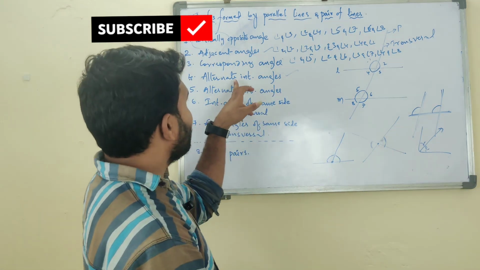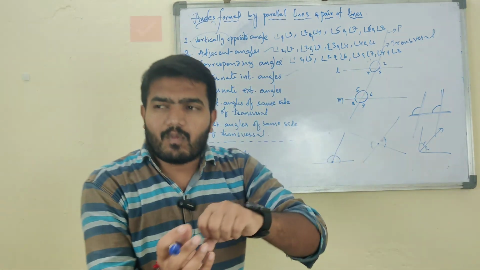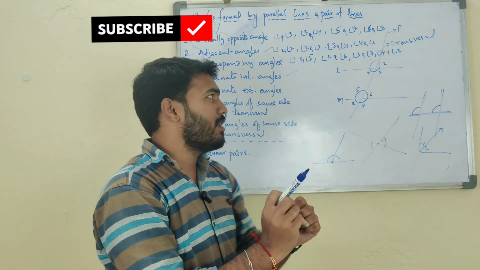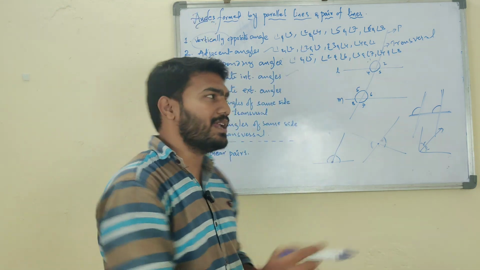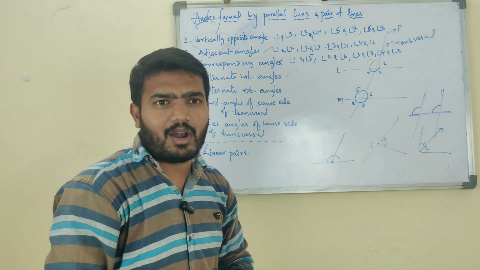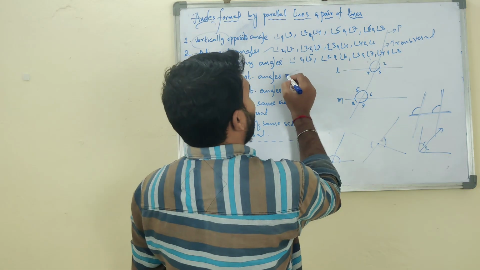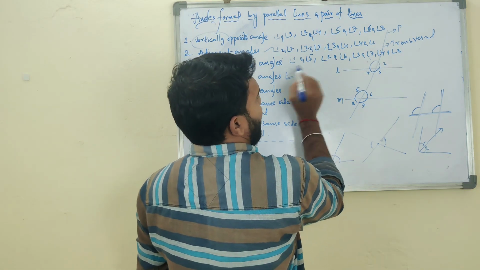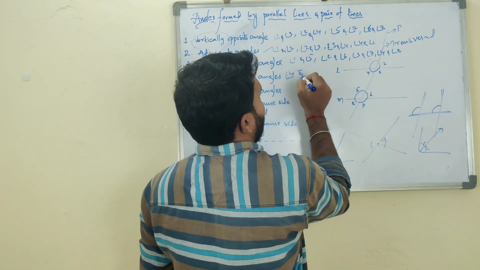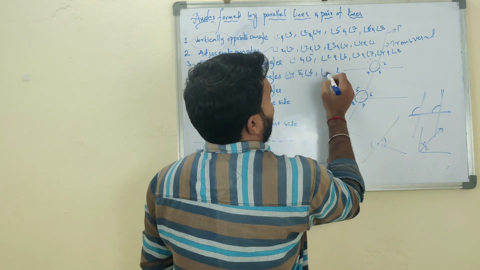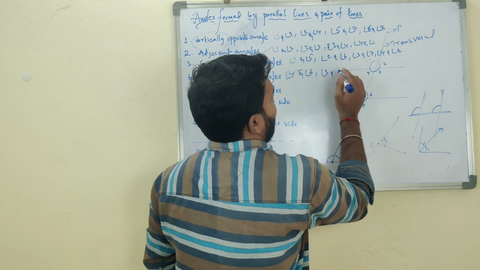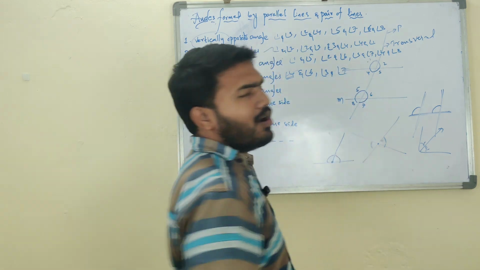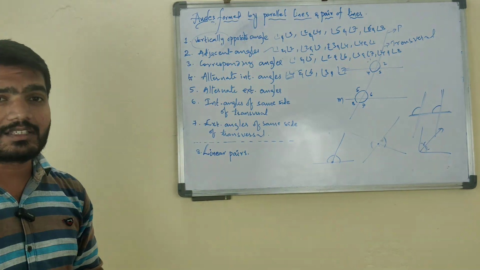And what is it here? Alternate interior. So whatever interior angles we have, which are formed inside the parallel lines, are called alternate interior angles. So here what are the alternate interior angles? Angle 4 and angle 6, angle 3 and angle 7. These are alternate interior angles.